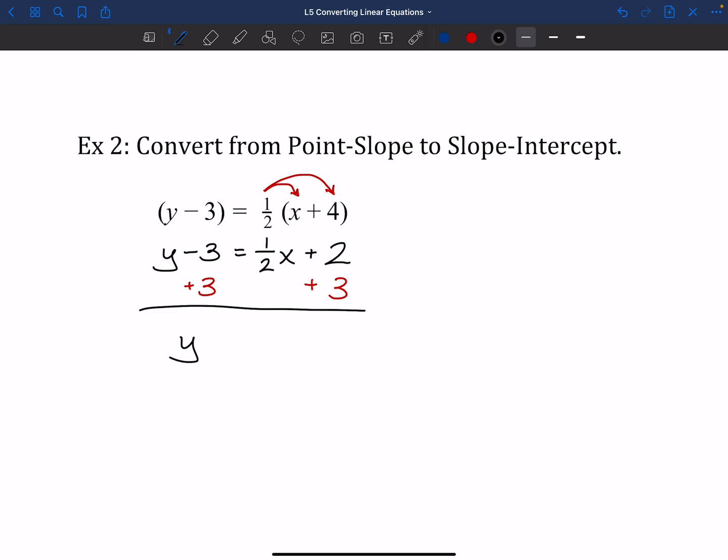All right, so we get y all by itself. On the other side, we'll have 1/2 x. And then 2 plus 3 is 5. Right. And that's it, right? That's all we got to do is we got that y all by itself. The other side looks like mx plus b, and we're good.